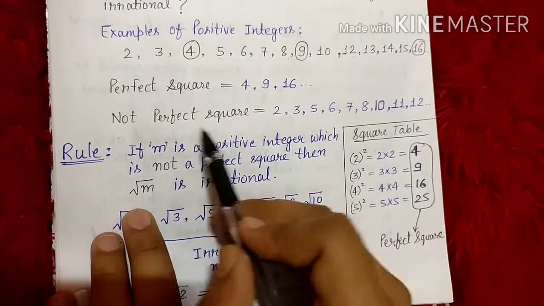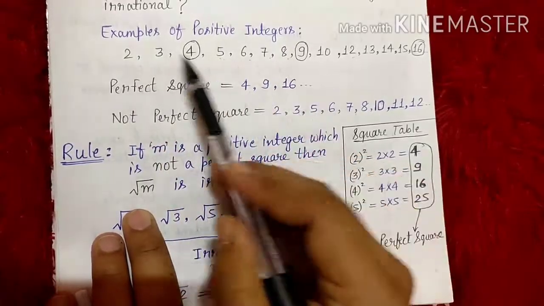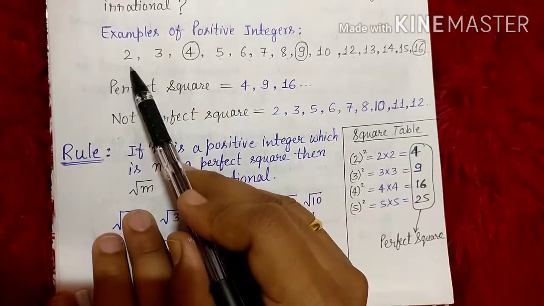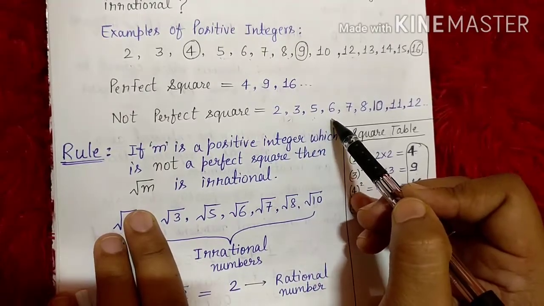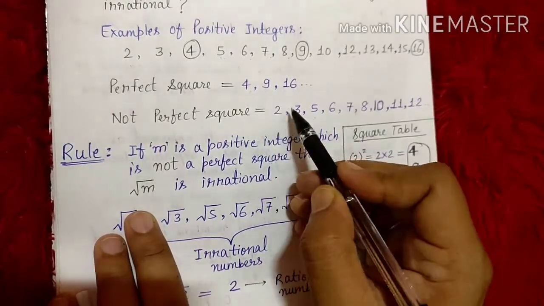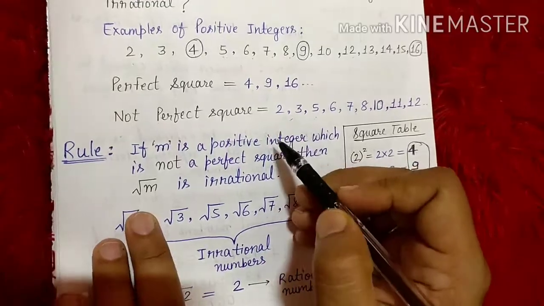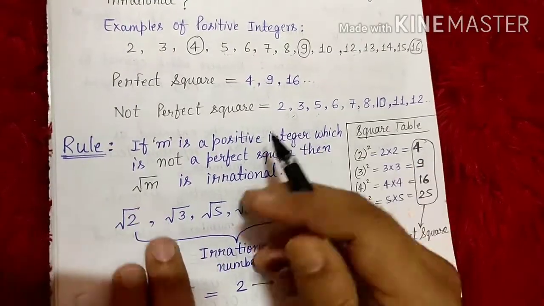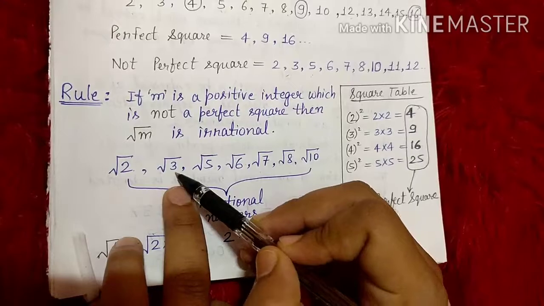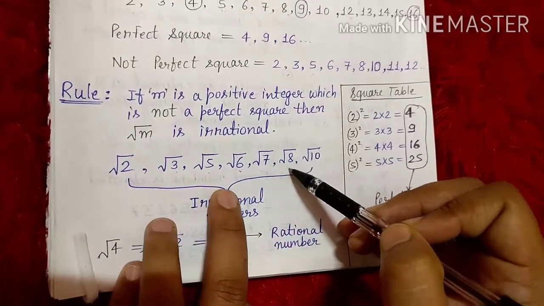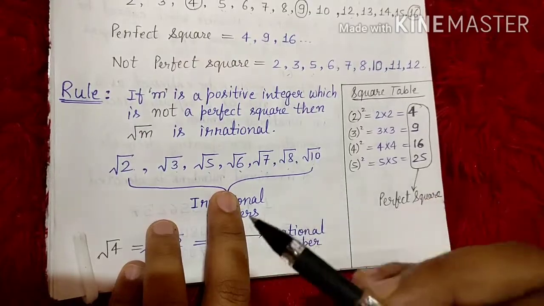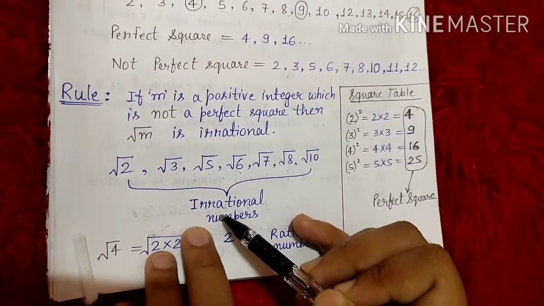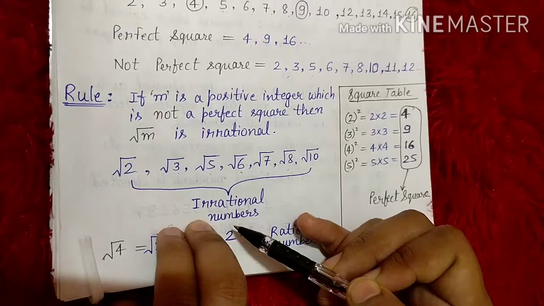Which positive integers are not perfect squares? 2 is not a perfect square, 3 is not, 5 is not, 6 is not, and so on. If we put a square root on these numbers, they will become irrational. Like root 2, root 3, root 5, root 6, root 7, root 8, root 10, root 11, root 12, root 13, root 14, root 15, and so on. These all become irrational numbers.